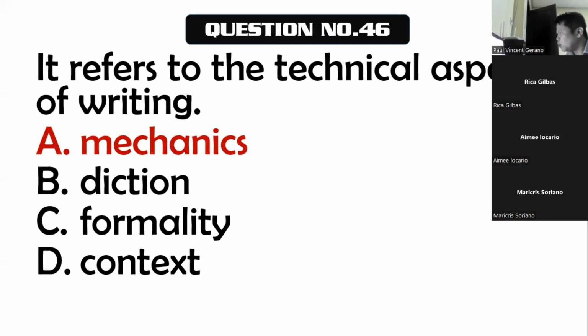Okay? So what does it include? Spelling, punctuation, capitalization, abbreviation, indentation. These are all mechanics of writing. Okay, let's try to check the options. When you're talking about the situation around a particular linguistic or communication situation, ano ang tawag doon? Just look at the choices. Context, correct. The situation around a particular linguistic situation, you call it context.